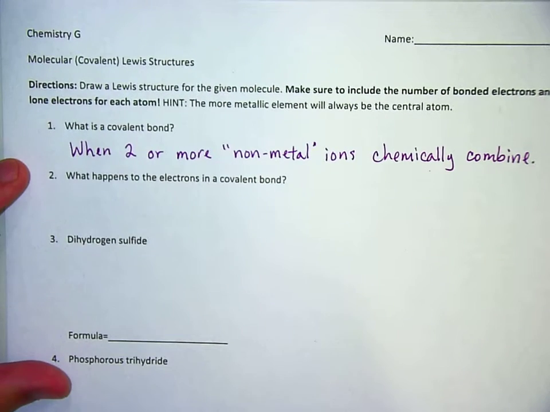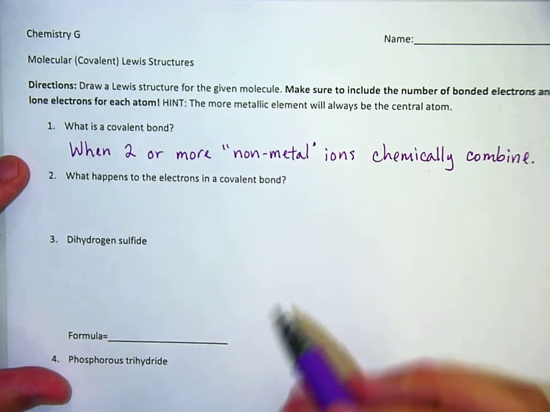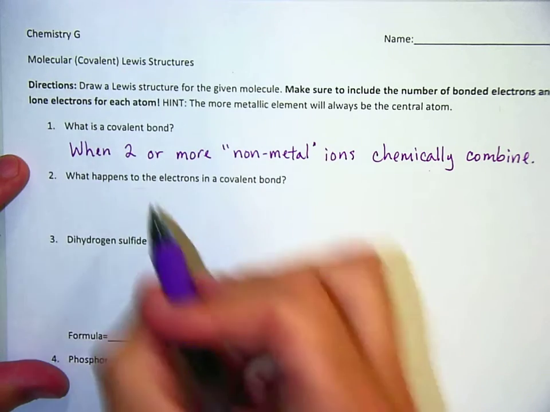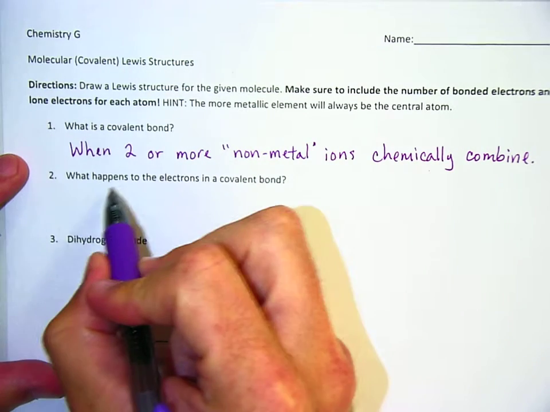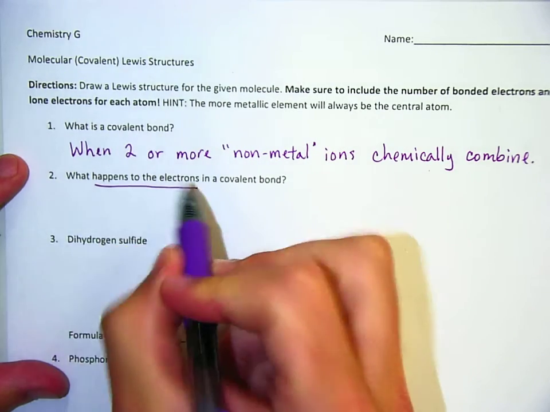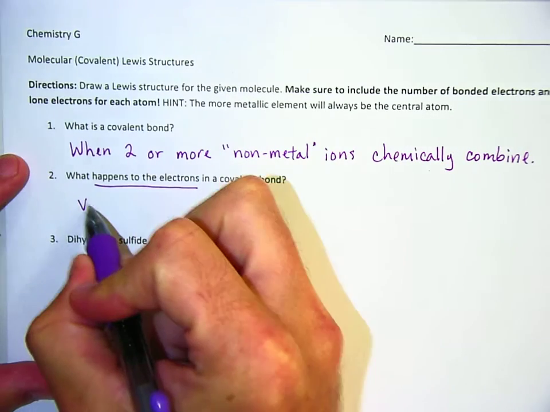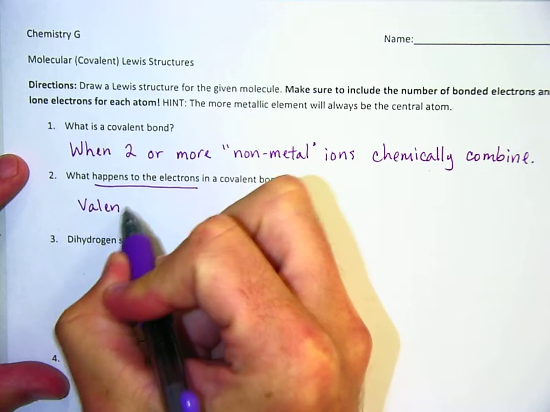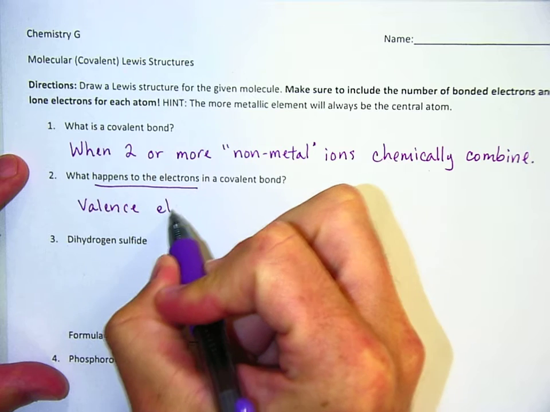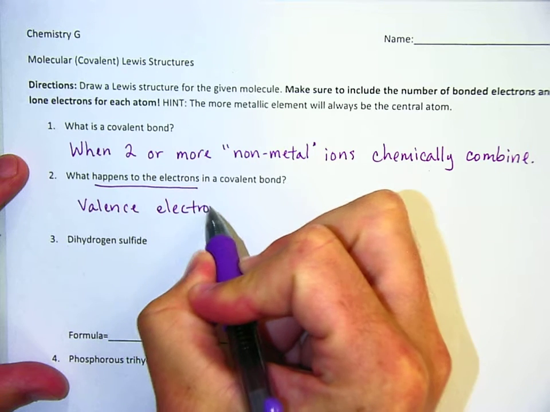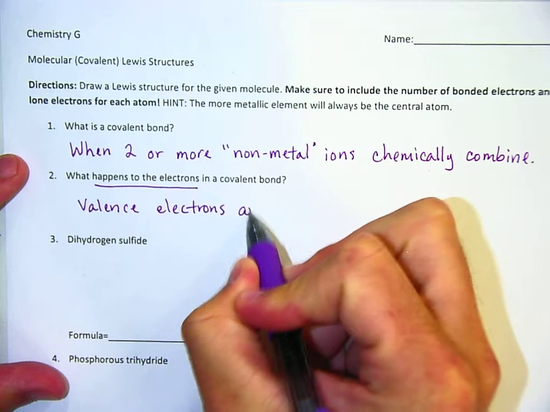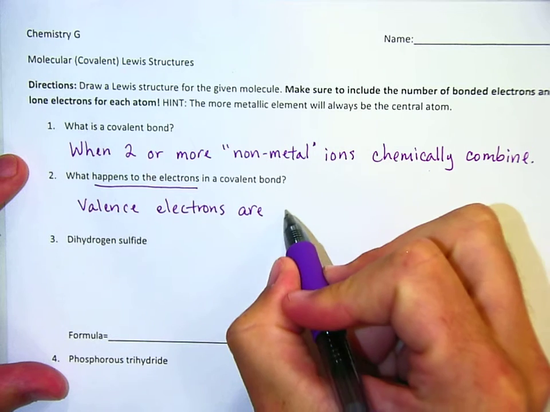Question 2 is asking what happens to the electrons in a covalent bond. Well, when the electrons are talked about, it's actually talking about the valence electrons, and they are shared. So valence electrons are shared.